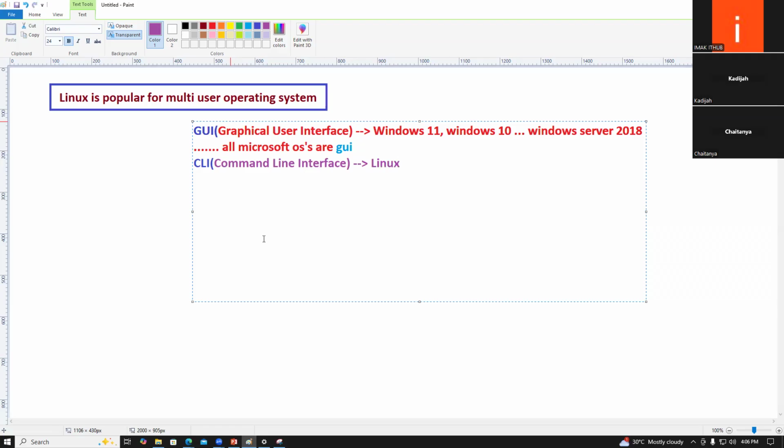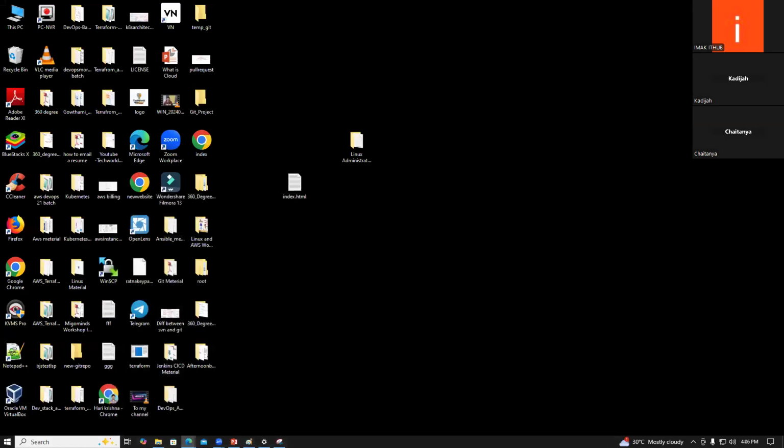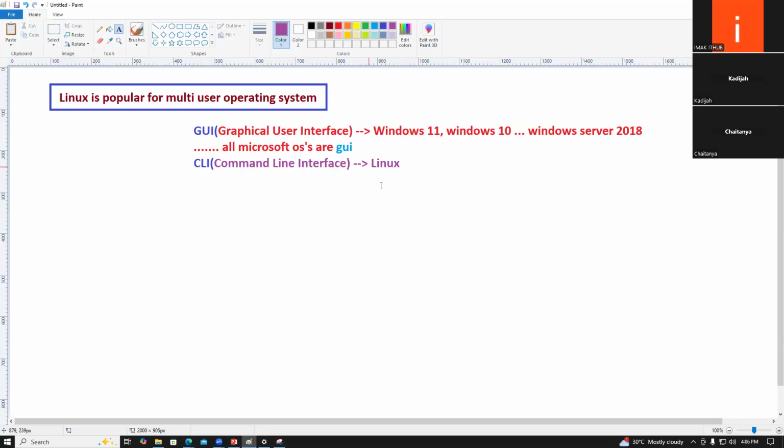So Linux is a command line interface OS. Graphical user interface means we can minimize, maximize, and do everything graphically, like PowerPoint. We are graphically seeing the windows or pages. So Windows is a graphical user interface.